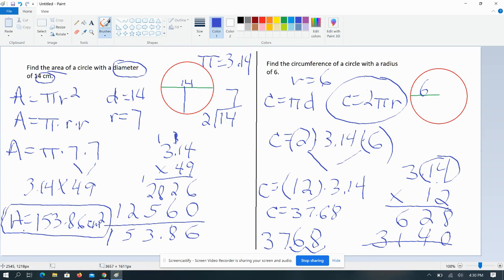So now my circumference is equal to 37.68. It didn't give us units in the question. It could be centimeters, it could be feet, whatever they actually give you in your question. So I've got 37.68 centimeters. Hopefully that's going to help you guys when you're trying to break these things down to solve them.